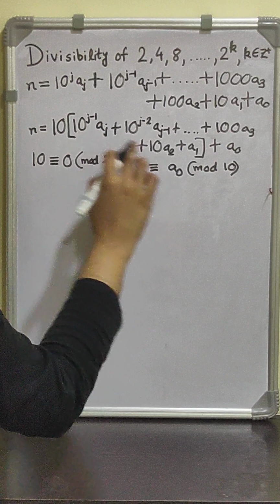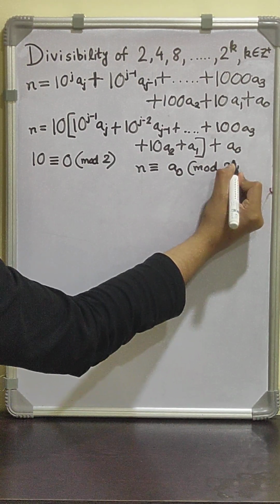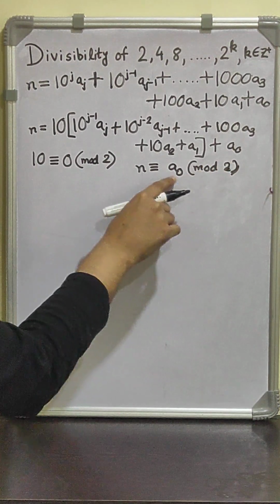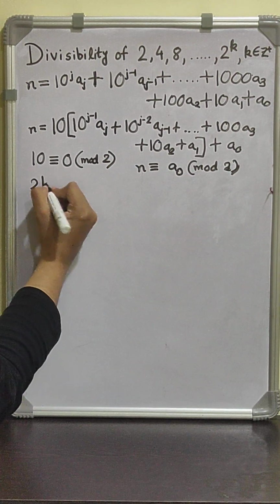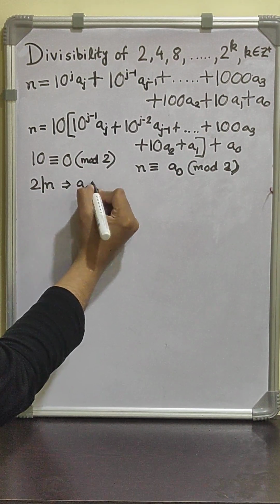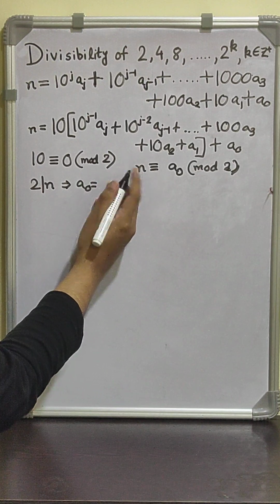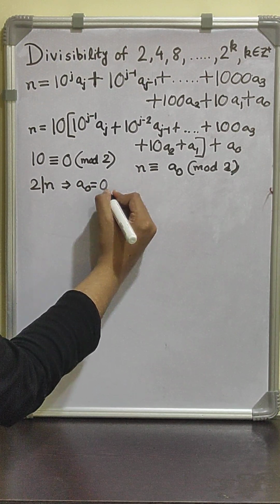So n when divided by, sorry, not 10, n when divided by 2 leaves a remainder of a0. So when I'm saying 2 divides n, this remainder has to be 0 or divisible by 2.